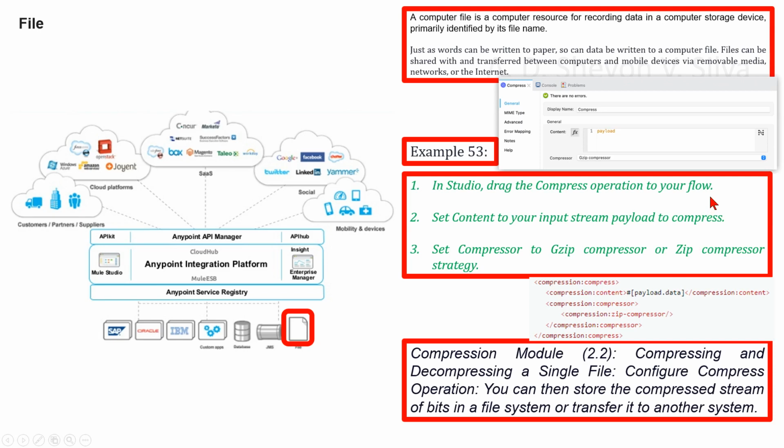In Studio, drag the compress operation to the flow. Set content to your input stream payload to compress. Set compressor to the gzip compressor or zip compressor strategy. In the configuration XML editor, the configuration looks like this.